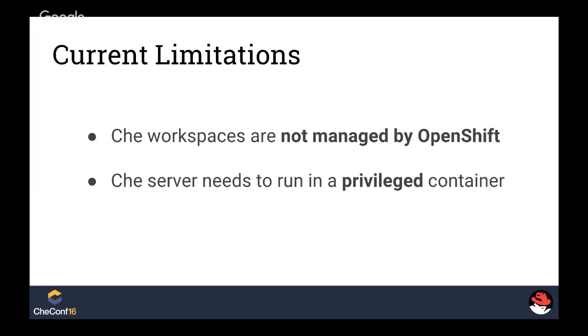And the second problem is that the Che server needs to run in a privileged container. That's really something that we want to fix. And that's mainly because Che needs access to the Docker socket, Che needs access to the local file system, and Che needs to open multiple public ports when running. So these are the reasons why the Che application needs to run in a privileged container on OpenShift, and we are working to fix that.